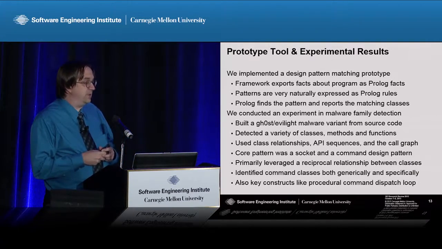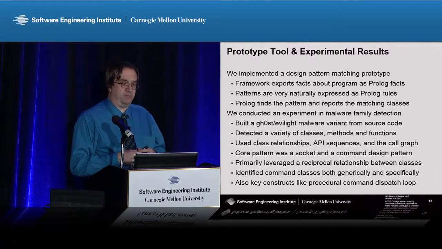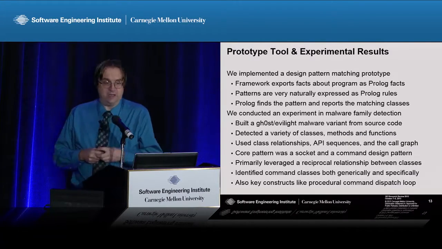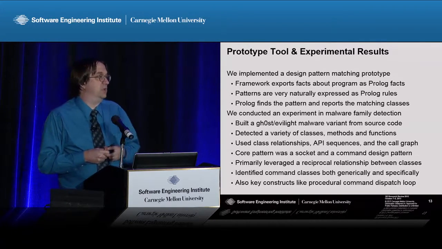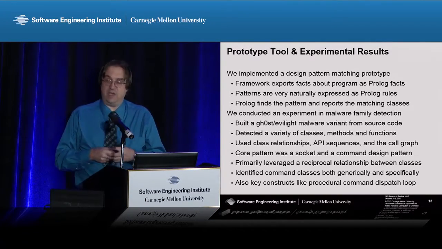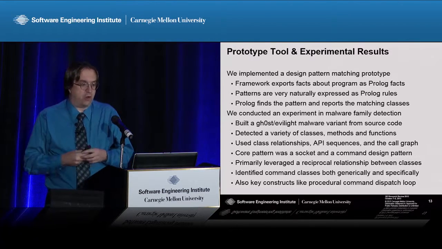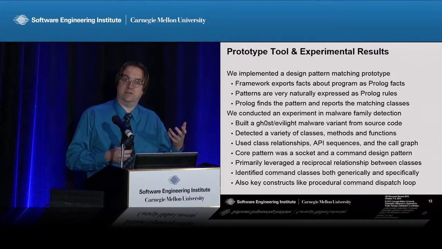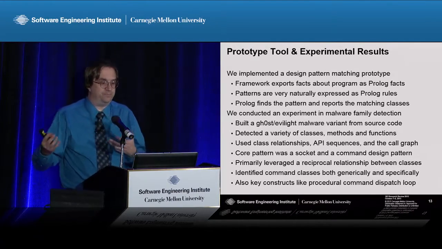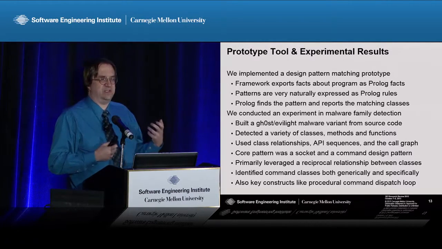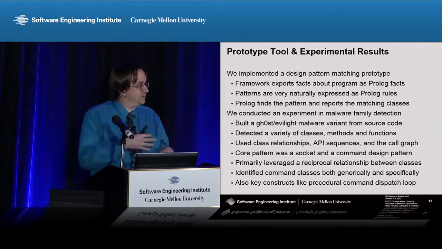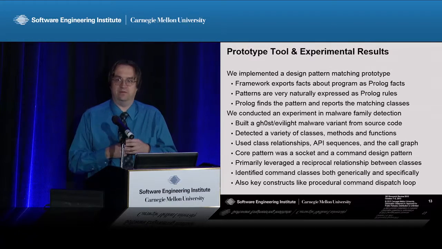We conducted an experiment by compiling a malware family example. We built it from source. It was a Ghost or an Evilite variant. We detected in that sample a variety of classes and methods and functions, and we did it using the class relationships and the API sequences and components of the call graph. The core pattern that we detected was a socket class that handled the I/O communications of the malware, and another class that was essentially a generic command class. And those two classes had pointers to each other and invoked certain methods on each other in a way that was highly predictable.